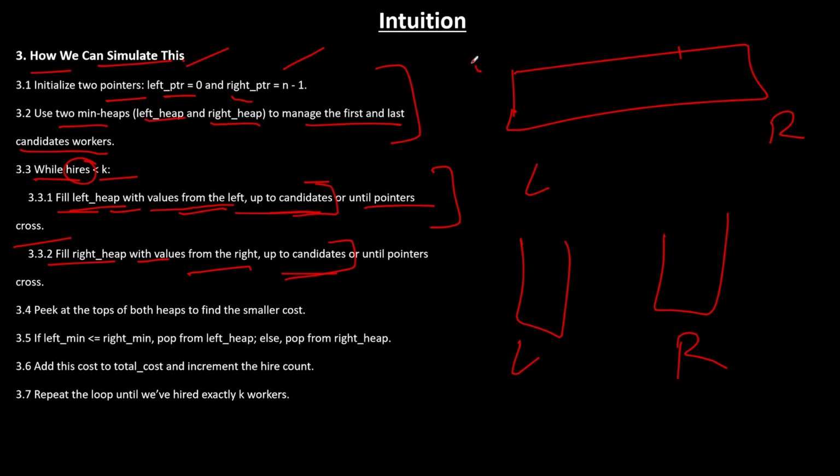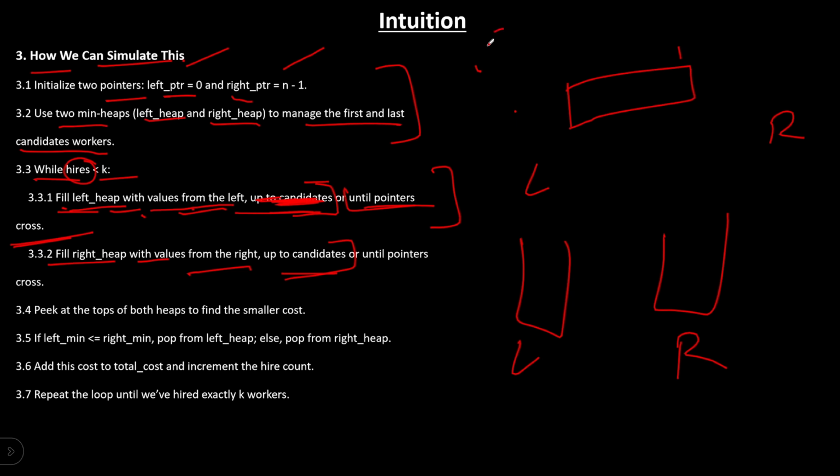But if you start from the left, this is what is written here. Fill the left heap with values from the left until the pointers cross. Suppose the array shrank to this size, and C was 7 and the size is 3. You need all the workers in the heap. So we start from the left and go up till the right, putting all the values into the left min heap.